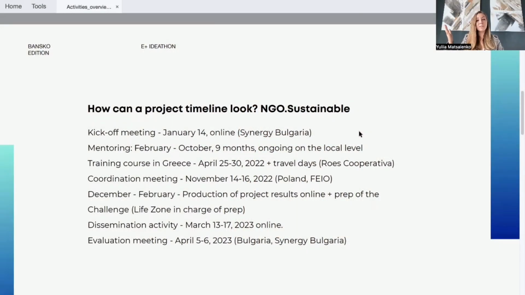And finally, an evaluation meeting in April, where we're going to see what we reached with this project, what the perspectives of scaling this project are, whether it was a success or what can be improved for the next time. More or less this way.